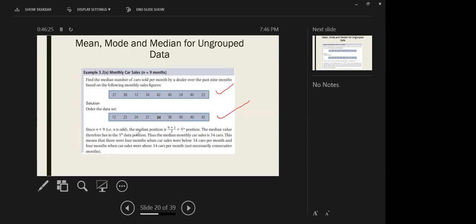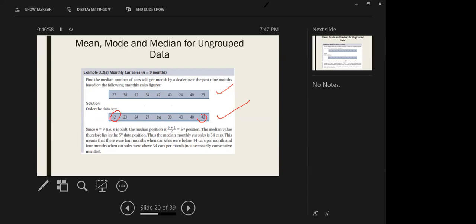But this data now, you can see that you're starting from the lowest value. Here we're starting at 27, 38, 12. It wasn't in a particular order, but now you can see that it is following ascending order up until you get to 42. And then since our data is odd, we use that formula n plus 1 over 2, which is 9 plus 1 over 2, which gives us 5.